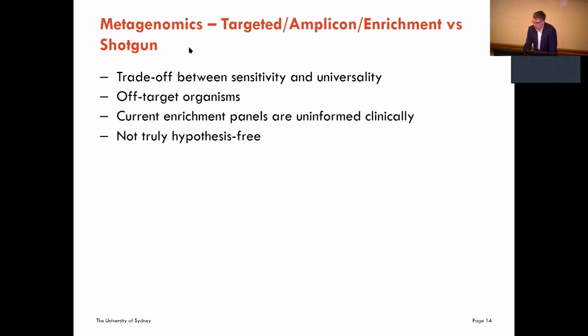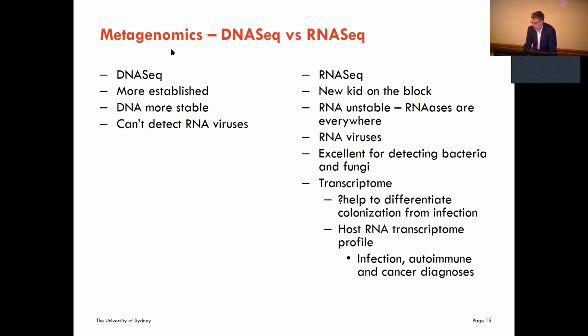The downside, of course, with amplification-based approaches is they're not hypothesis-free. You do have a panel of organisms that you're looking for. What about DNA sequencing versus RNA sequencing? Well, DNA sequencing has been around for longer. It's much more established. DNA as a nucleic acid is much more stable and much easier to work with. It doesn't degrade as quickly, so you can actually dig up bodies from 5,000 years ago and sequence their hepatitis B virus DNA and work out that they had a particular type of hepatitis B, whereas RNA is very unstable, one of the big downsides of it.